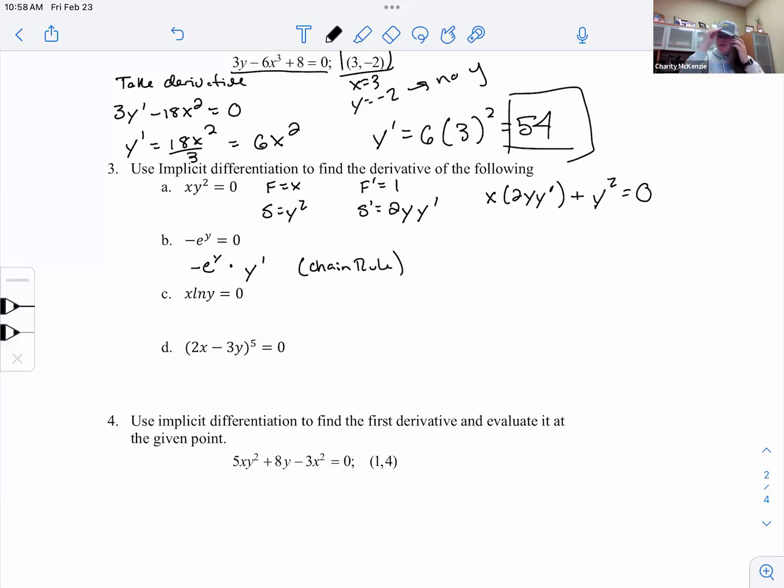Anytime you have something that's not just x in the exponent on an e, you have to times by the derivative of the inside. Okay, C is, well, you have times, I did it differently over here.